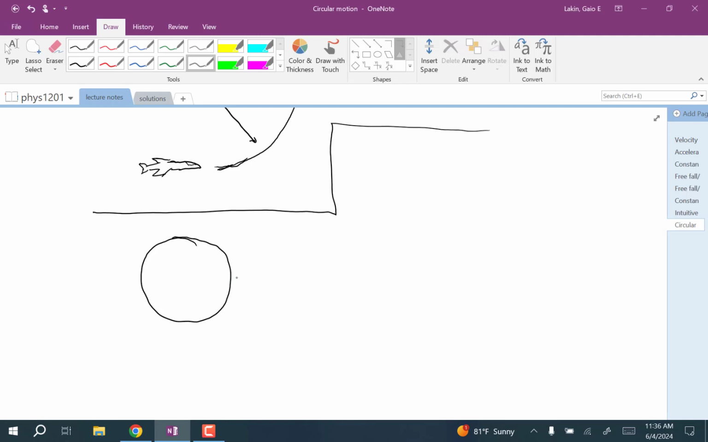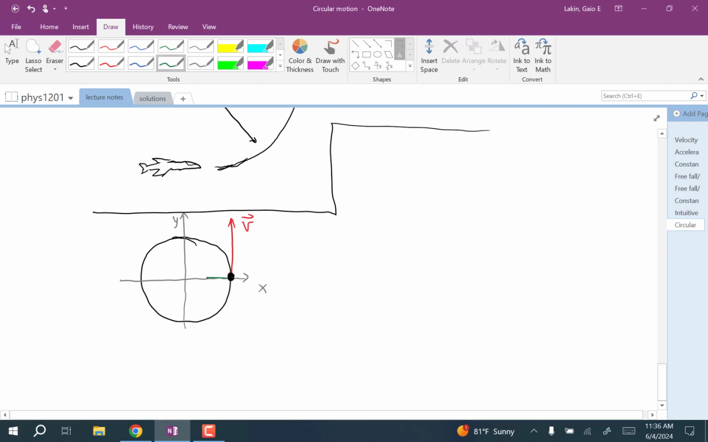Let me choose a different color for this coordinate system. So there's X, there's Y. And we want to see what's going on at this point. The first thing we do, now that we've chosen this and marked the point, is draw the direction of the velocity vector. Now, if it's changing speed, we need to draw the direction of the tangential acceleration. In this case, it's a constant speed, so I'm just going to leave that off.